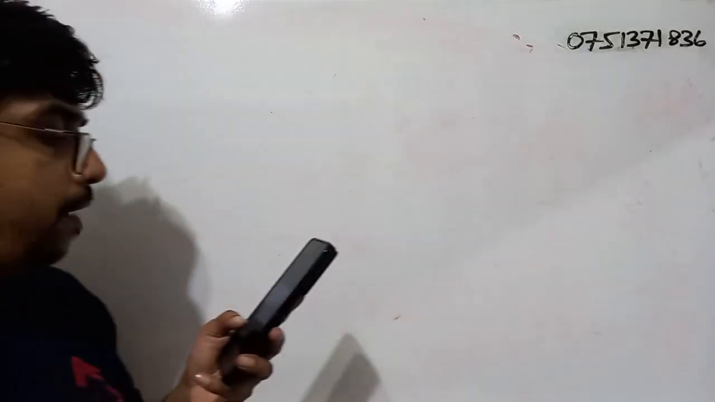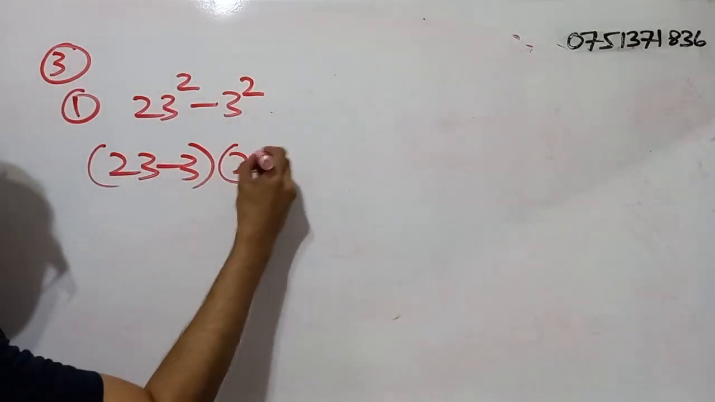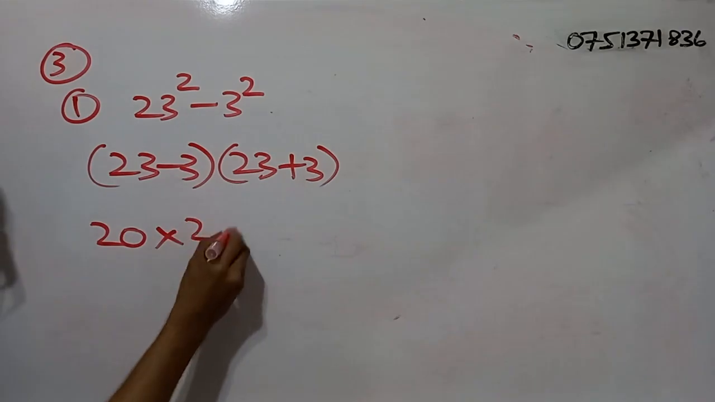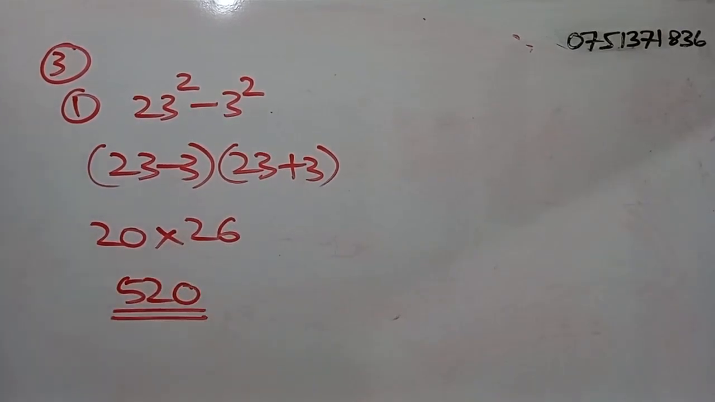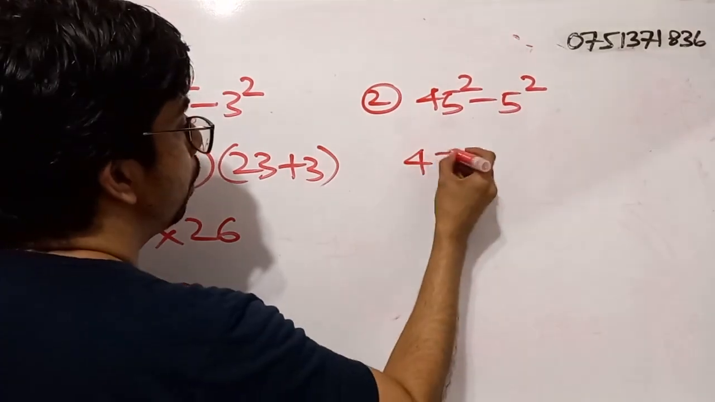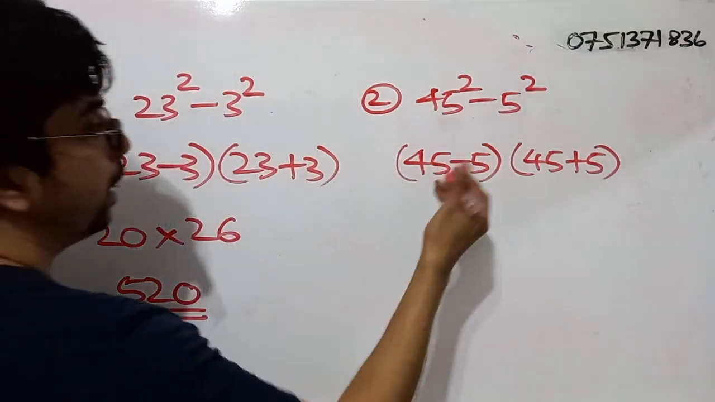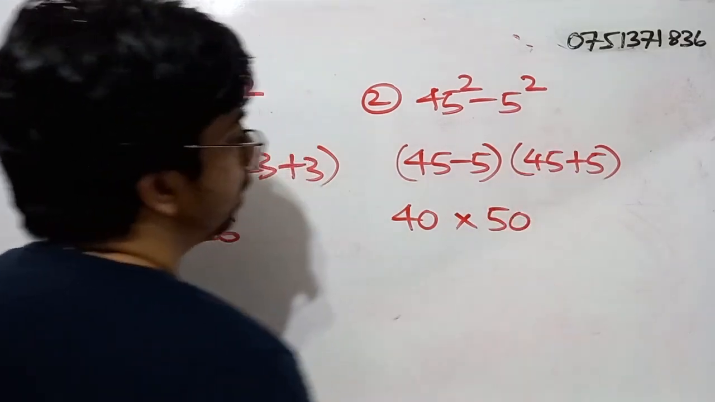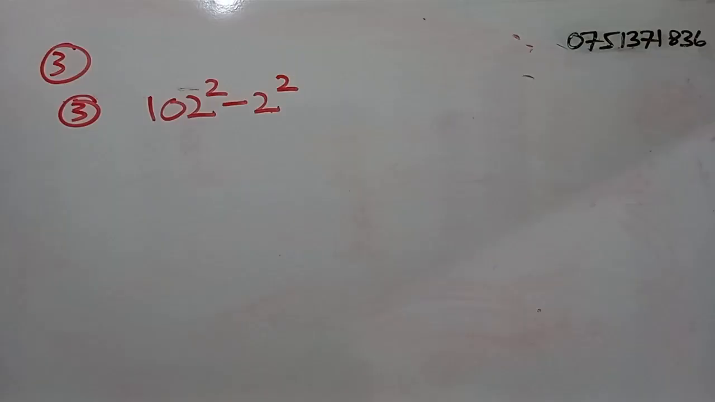Question number 3. Find the value. Right. So this means what? 23 minus 3 and 23 plus 3. 23 minus 3, that is what? 20. 23 plus 3, what is that? 26. So here we will be getting 520. 45 squared minus 5 squared. So that means 45 minus 5, 45 plus 5. 45 minus 5 means what? 40 into 45 plus 5 means 50. 40 into 50, what is that? 2000.